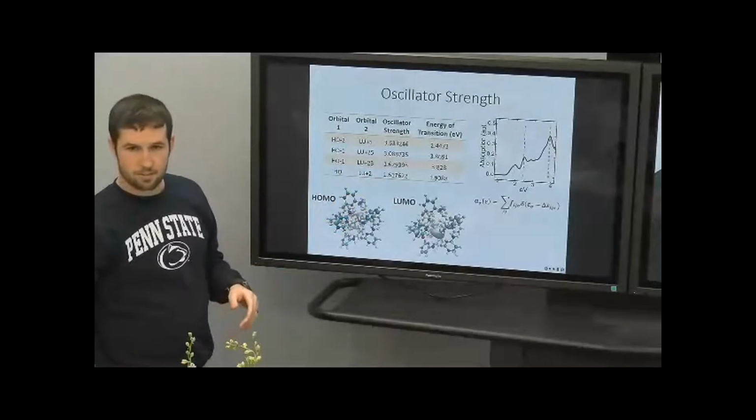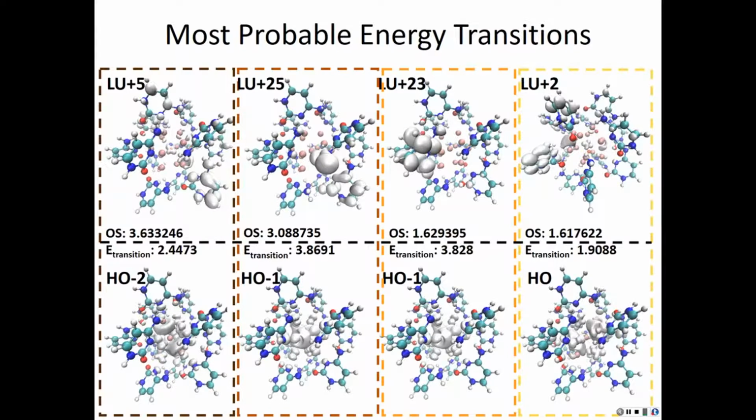So looking at the molecular orbitals of these 4 strongest transitions, we see that for all the lower energy states, so this is where the electron would first reside before it is excited, all the molecular orbitals reside right around the core of the silver.